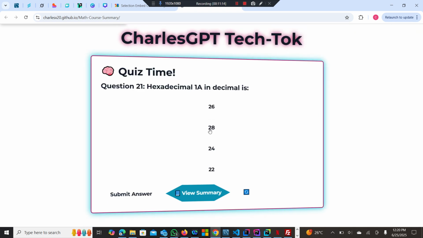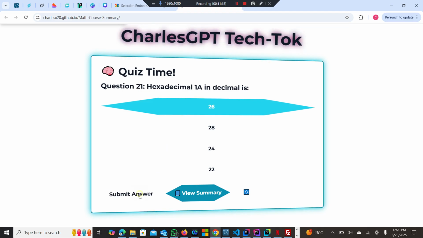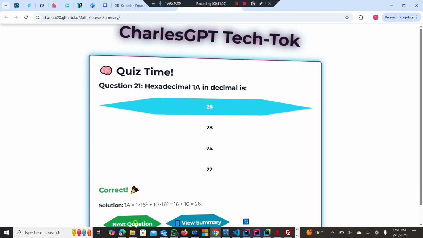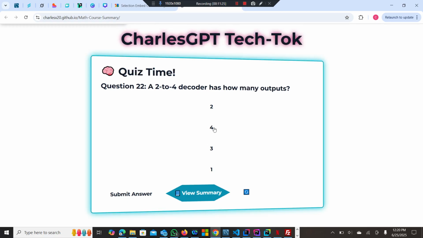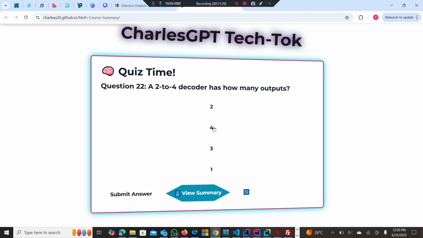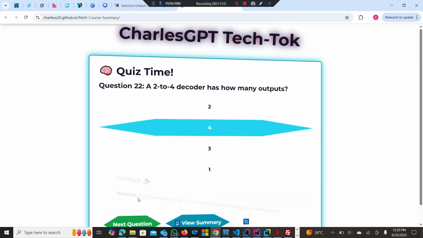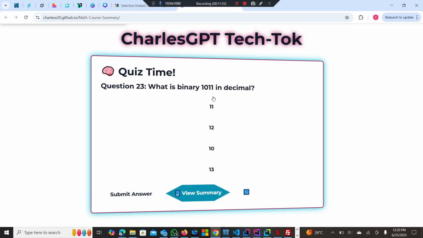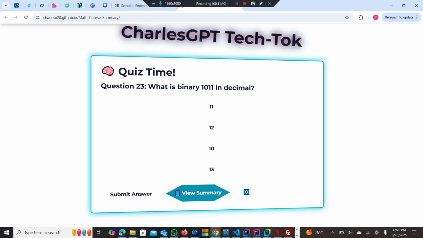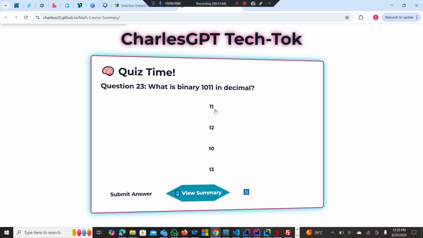Next question. Hexadecimal 1A in decimal is, let me just say 26. Correct. Next one. A 2 to 4 decoder has how many outputs? I think 4, yeah. 4. I thought as much. Next, binary 1011 in decimal? So this one is 1 plus 2 plus 8. 8 plus 2 plus 1 is 11.